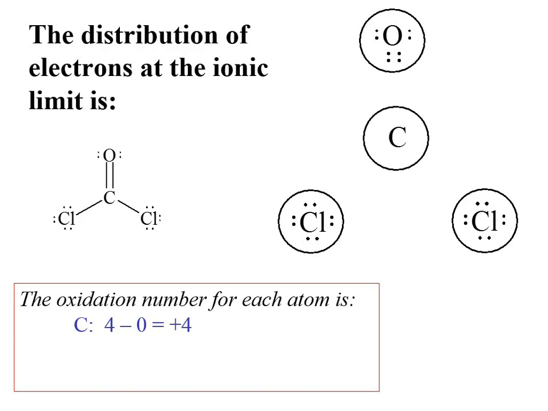Picking on oxygen, oxygen's a 6A element, and in this particular case it has 8 electrons at the ionic limit. So 6 minus 8, it's got an oxidation number of -2. Those chlorines are identical. Chlorine is a 7A element. In this case it has 8 electrons. They both do. So 7 minus 8 is -1.